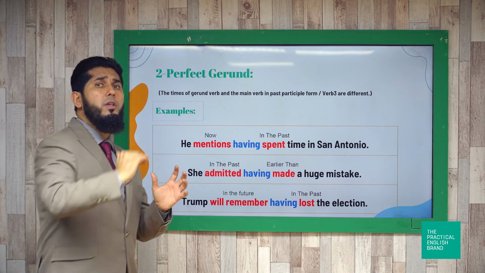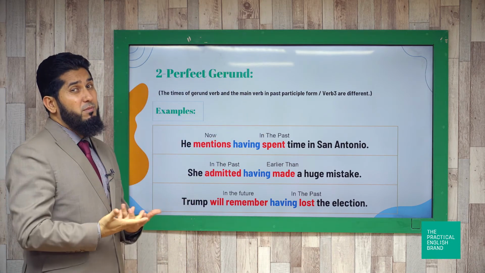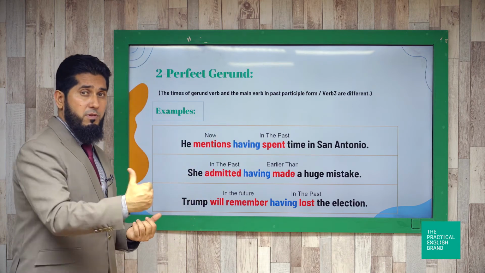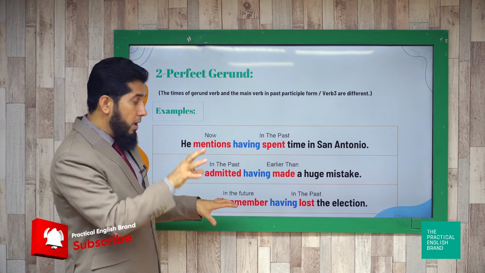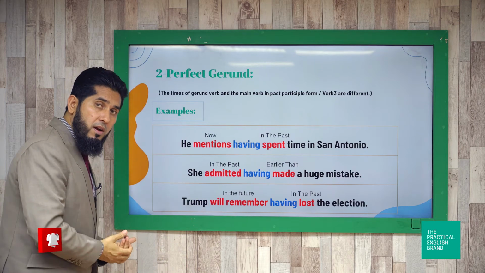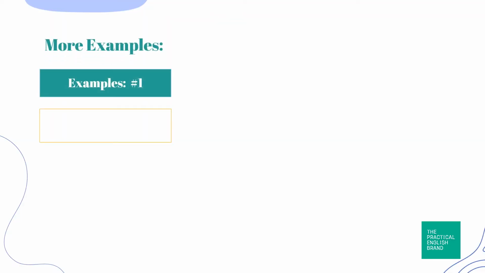Trump will remember in the future that he lost the election in the past. It's possible. Sometimes you can talk about the future remark or result of a past action. So he will remember in the future that he lost the election in the past. So it shows the future remark of a past action. Now we're going to move to the next slide, and there are some more examples that I'm going to explain to you.